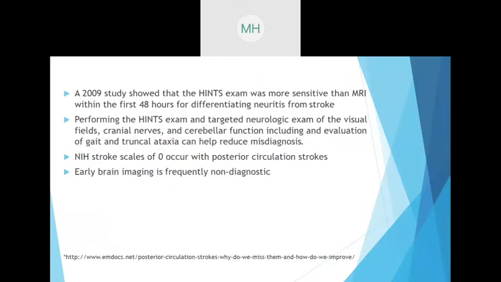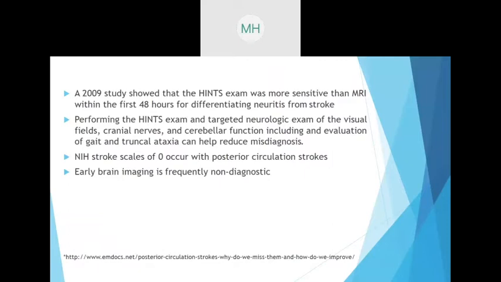And mind you that the NIHSS, or NIH Stroke Scale, is not reliable in diagnosing posterior circulation stroke. So a patient with posterior circulation stroke may come with an NIHSS score of 0. So we don't use the NIHSS score. And of course, early brain imaging is frequently non-diagnostic, even in anterior circulation stroke.